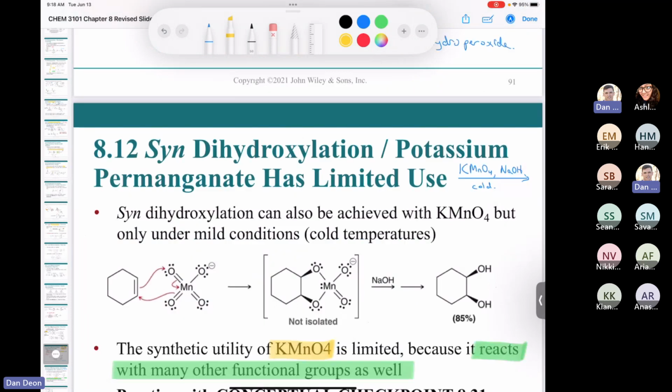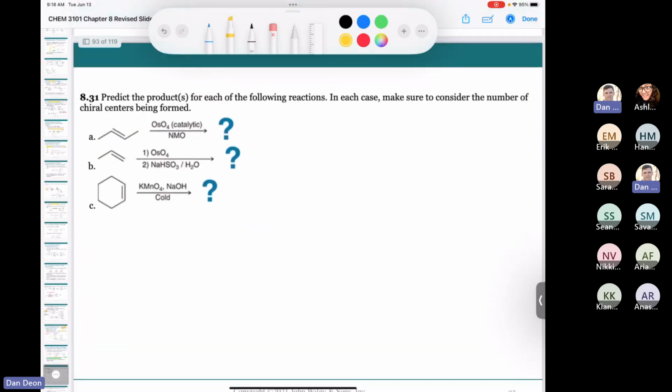Now, if we look at these practice problems here, this is from question 8.31, and I recommend doing the whole thing. It's one of the practice problems in the suggested practice problems. It kind of gives you the whole gamut. He throws every single possible way of doing syn dihydroxylation at you. So Hannah, let's take a look at the first one. So in A, we've got trans-2-butene, and we're going to hit this with OsO4, catalytic amount.